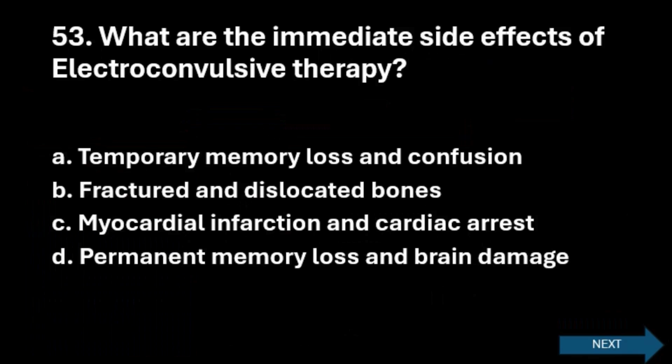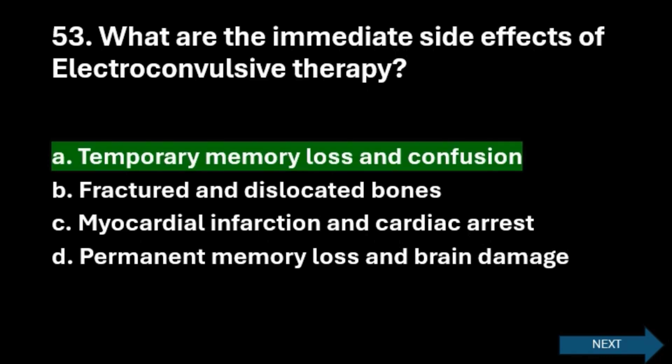Next question. What are the immediate side effects of electroconvulsive therapy or ECT? Option A, temporary memory loss and confusion. Option B, fractured and dislocated bones. Option C, myocardial infarction and cardiac arrest. Option D, permanent memory loss and brain damage. The right answer here is option A, temporary memory loss and confusion.